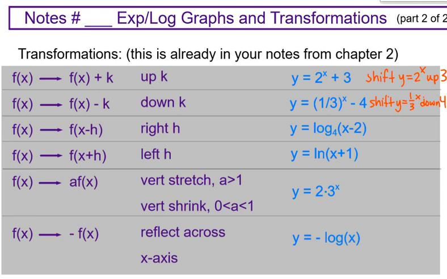If you wanted to graph y equals log base 4 of x minus 2, you would think about what the graph of y equals log base 4 of x looks like and then shift it to the right 2. If you wanted to know what y equals natural log of x plus 1 looks like, you would first think about the graph of y equals natural log of x, and then you would shift it to the left 1.